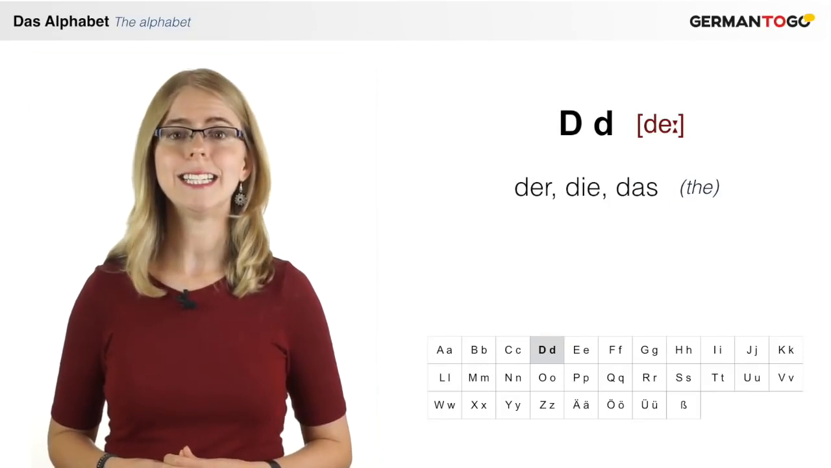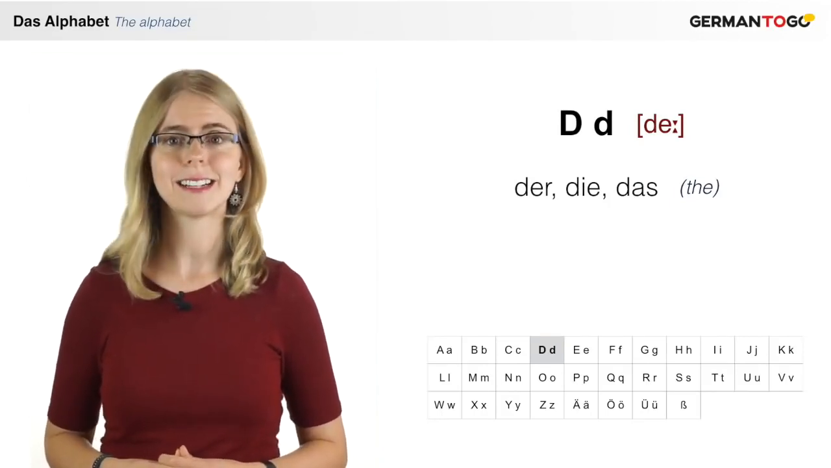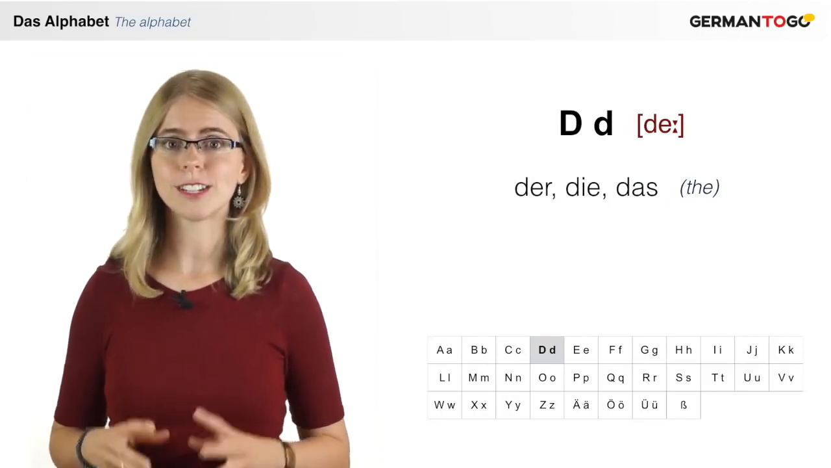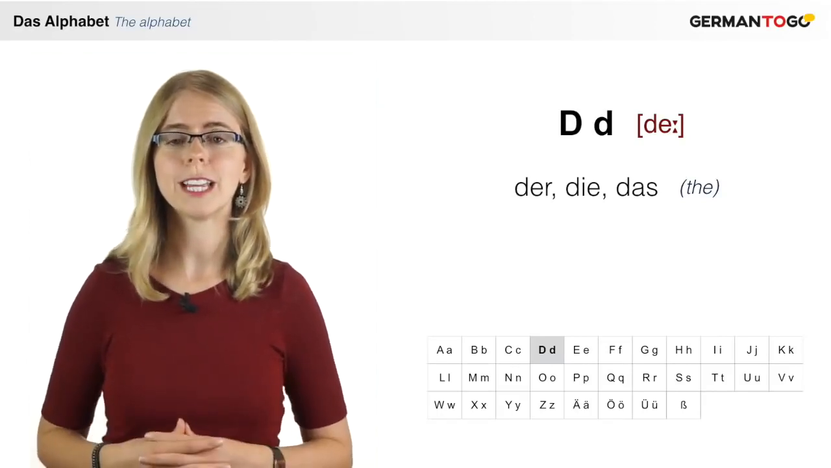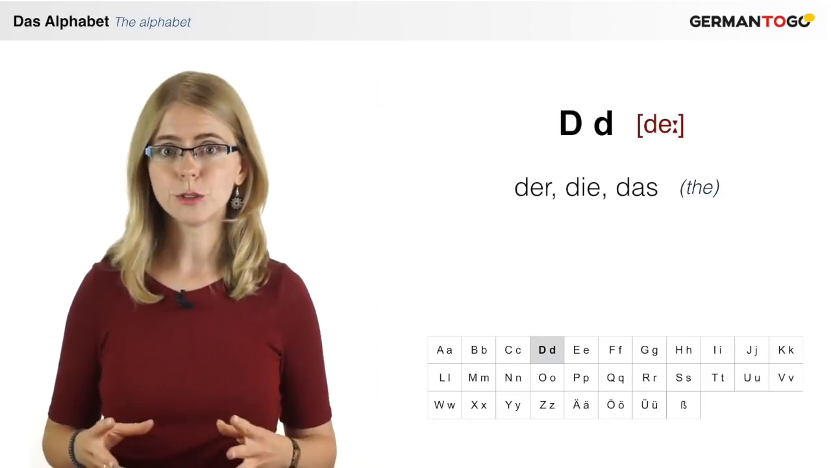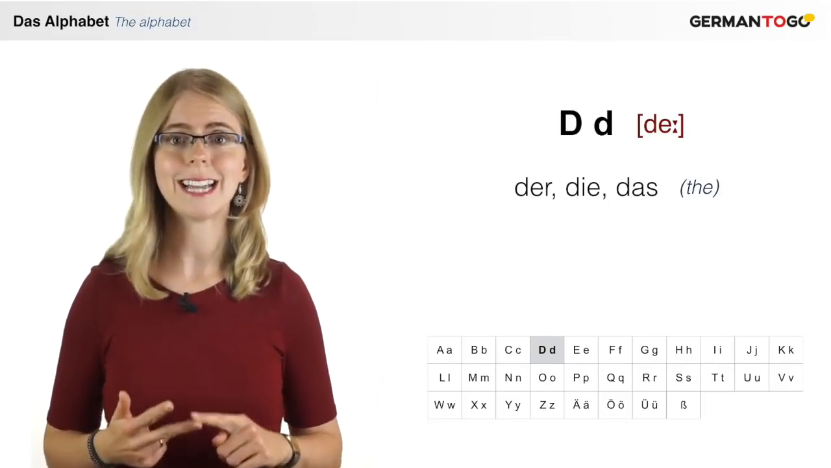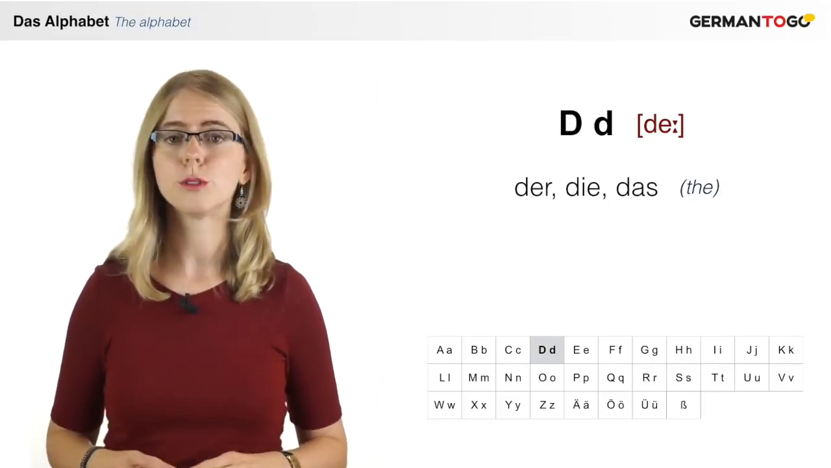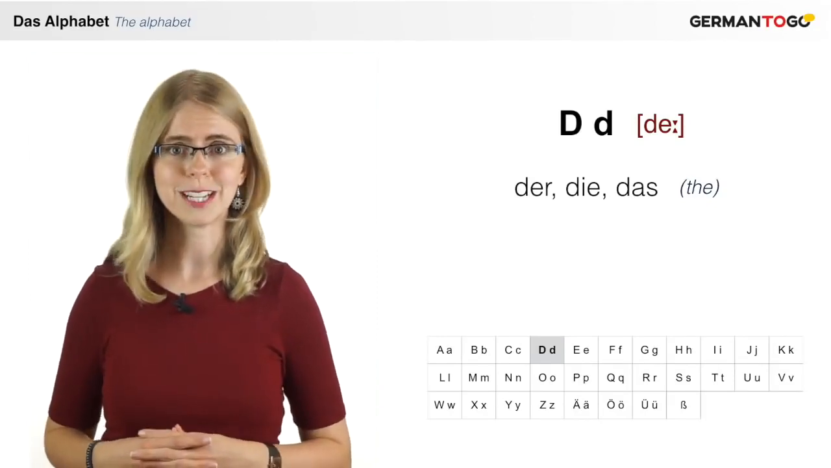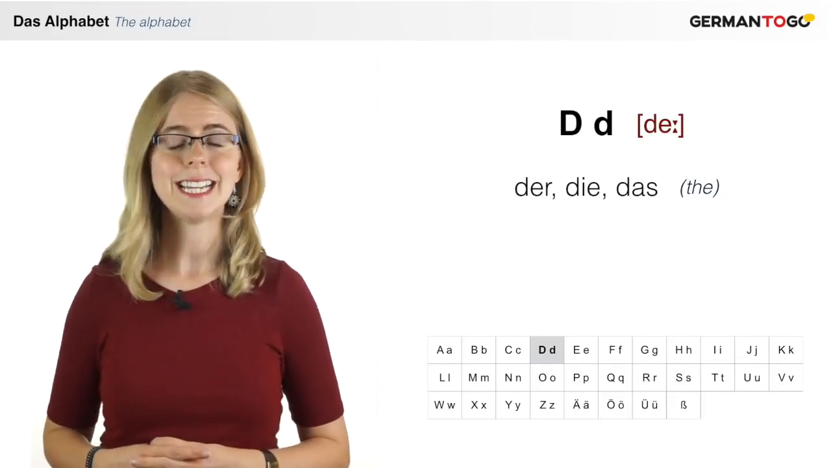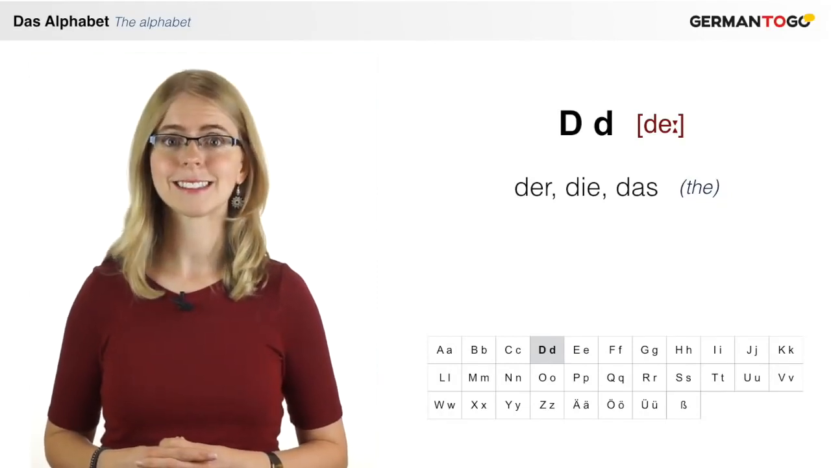D, der, die, das. Der, die, das are the definite articles. They correspond to the English the. Der is used for masculine nouns, die is used for feminine nouns, and das is used for neuter nouns. You will learn more about that very soon. Yeah? So, D, der, die, das.